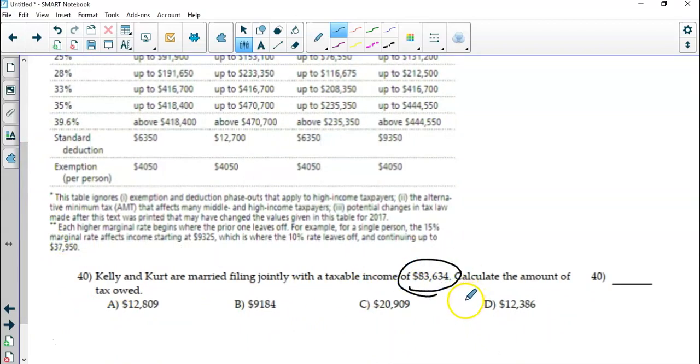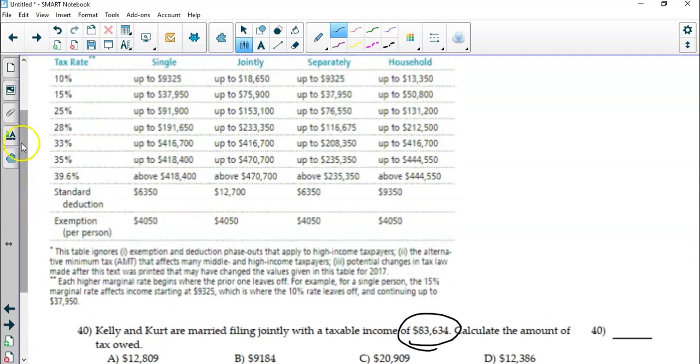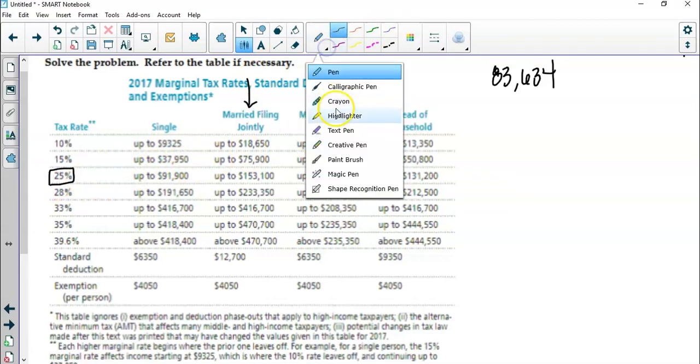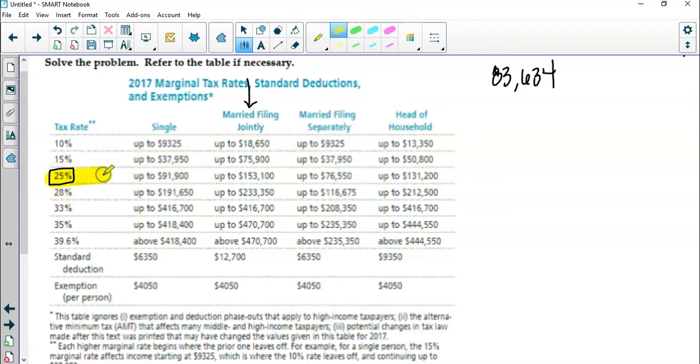So Kelly and Kurt, they're married, they're filing jointly, $83,634. I'm going to write it up here. $83,634 is their taxable income. They're married, filing jointly. They fall into this tax bracket because they're more than $75,000, but they're less than the $153,100, right? So I'm going to have 1, 2, 3 pieces that I'm going to have to calculate.